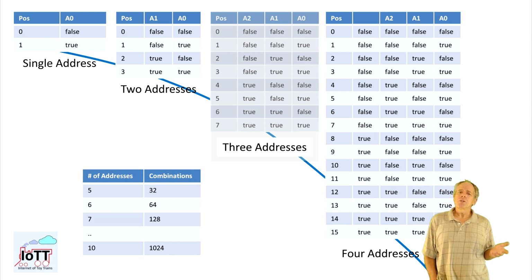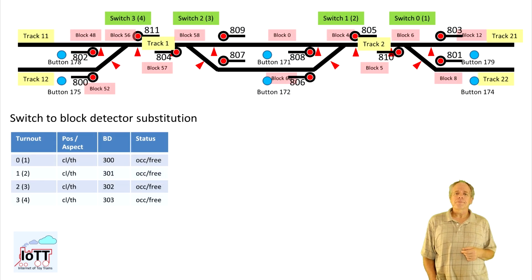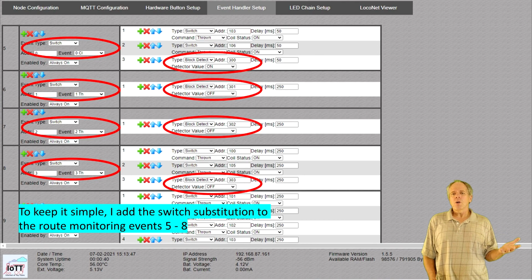That's why I limit it to 3 addresses, but it means we have to find a workaround if we need more than that. And we need to find a way to deal with switch and block detector messages at the same time. The first technique I am using is changing everything to block detector inputs. So for each turnout I create an event handler that receives a switch command and sends out a block detector command. If a closed command is received, the event handler issues a block occupied message, and a block free message is sent in case of a thrown command.